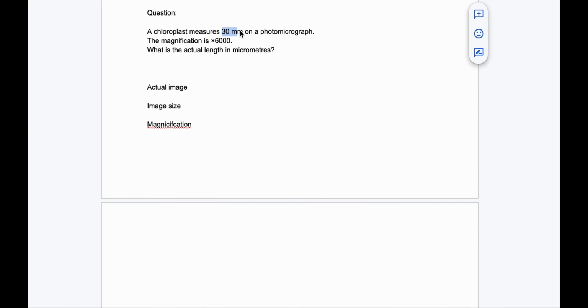So what did they give us here? They gave us the image size. It's not the actual image because it's through a microscope. This is a picture that was taken through the microscope, so it's not the actual image. It's the image size. And so it's telling us that it is 30 millimeters, and then it tells us the magnification is 6,000. But then here it says what is the actual length. So we're looking for the actual length, but in micrometers.